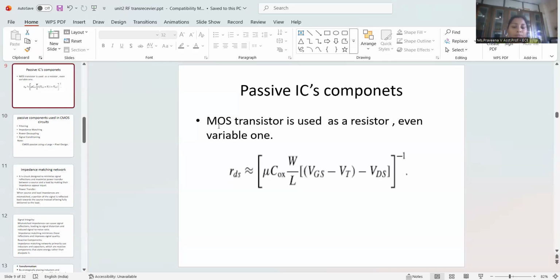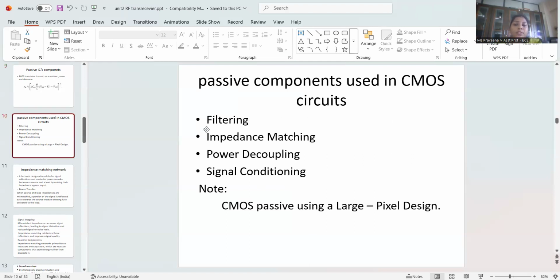Then we are going to see about passive components used in CMOS circuits, that is, the functions of passive IC components. What are the functions? The first is filtering. There are different types of filters, right? Low pass filter, high pass filter, band pass filter. You have learned about them, right? So what is meant by low pass filter? Yes, it filters the high frequency and allows only the low frequency, right?